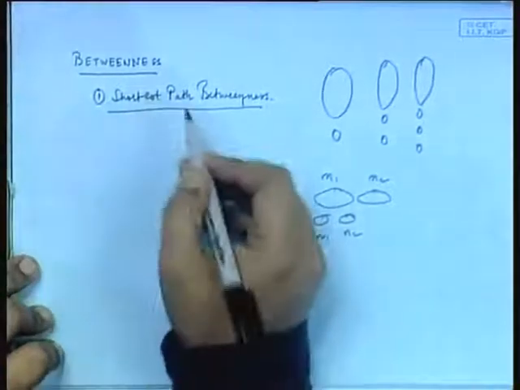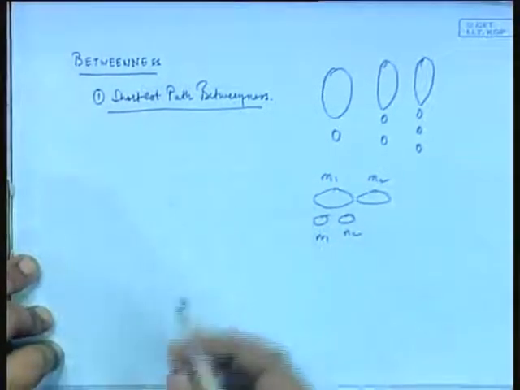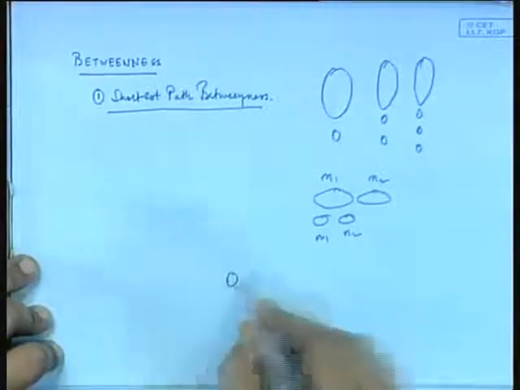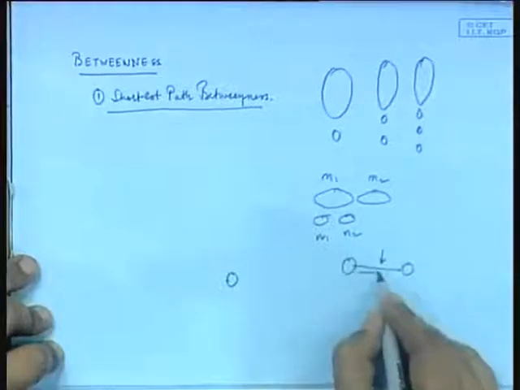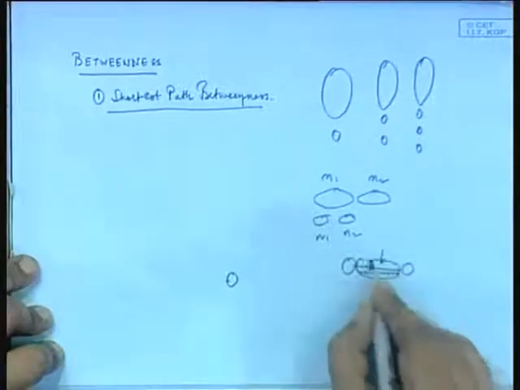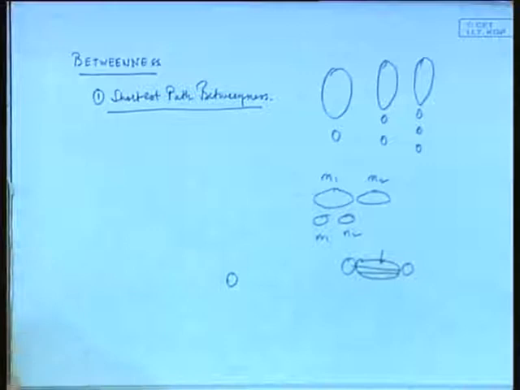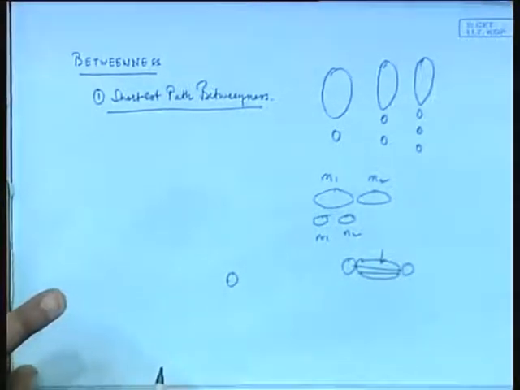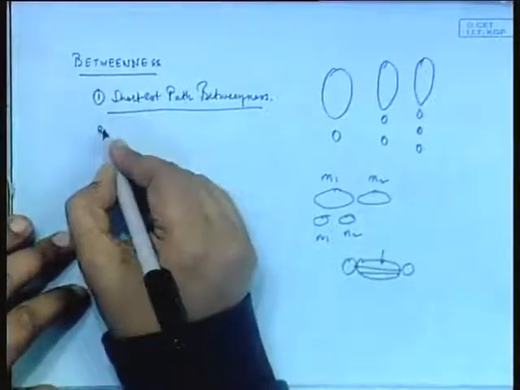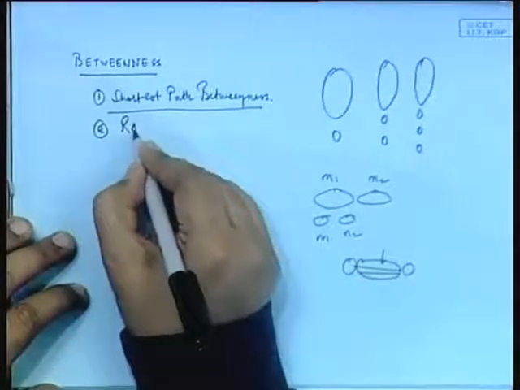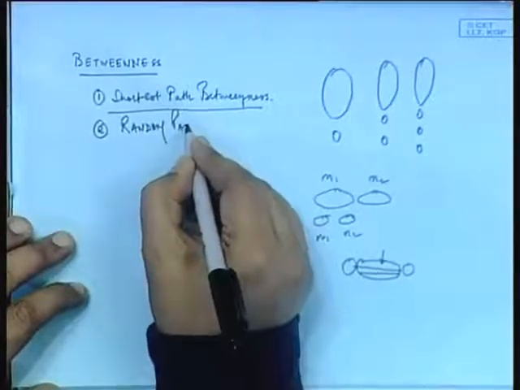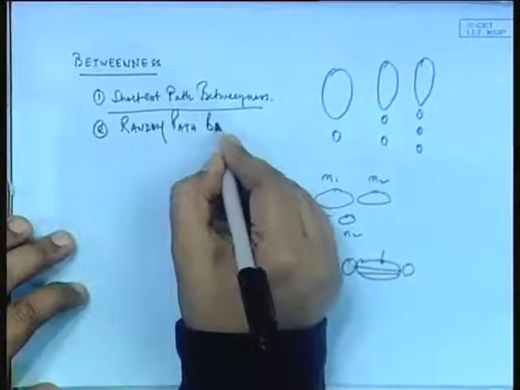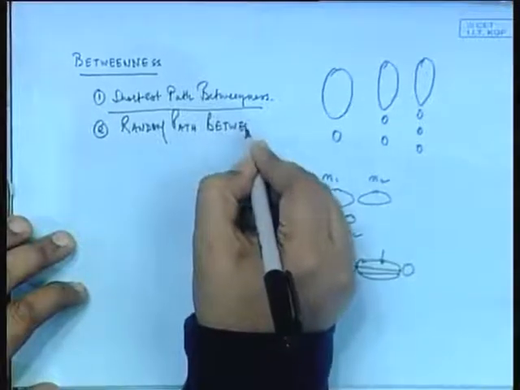Okay. So, betweenness can be shortest path betweenness, meaning how many shortest paths encompass this edge, how many shortest paths encompass this edge. Okay. And second can be random path betweenness. So, what is random path betweenness?